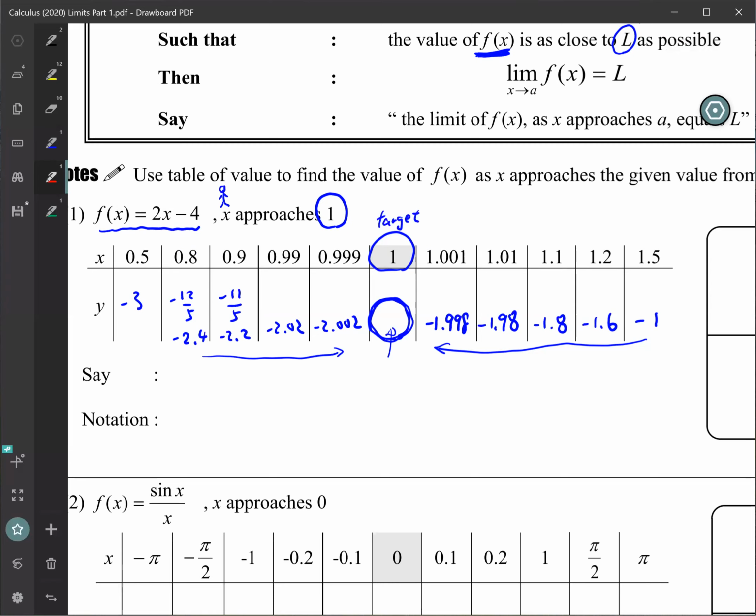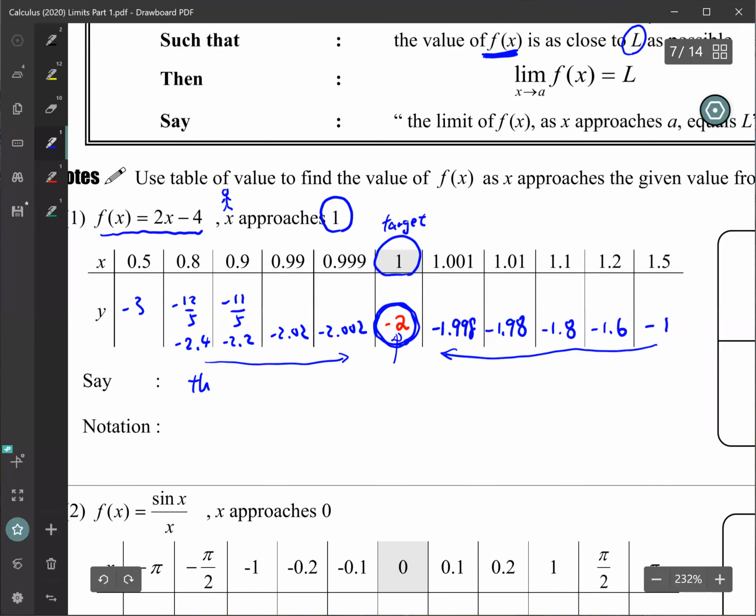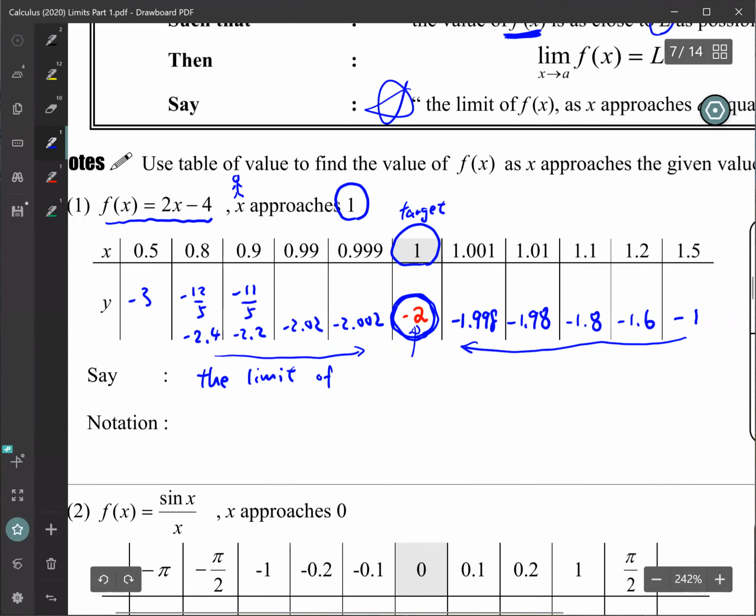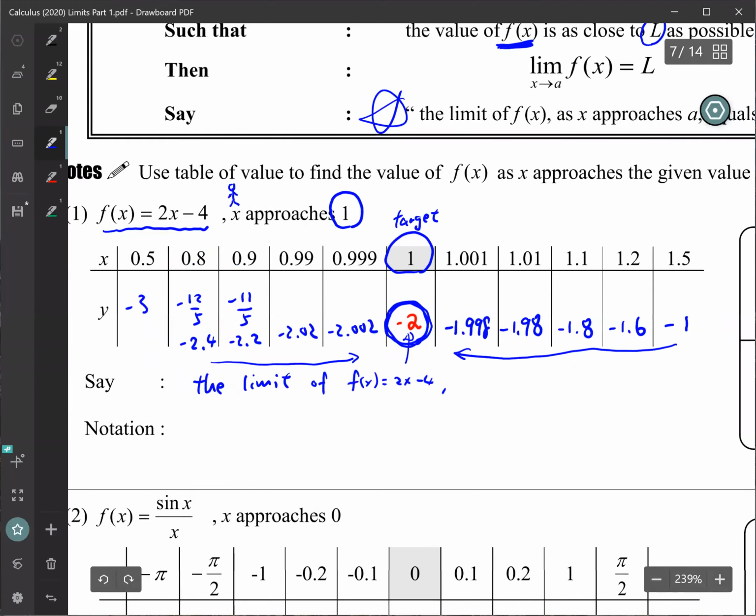Yes. Okay, you actually get -2, right? So for this one, the limit matches the value at the target. So let's make a conclusion about what we see here. We will say the limit, following just the sentence up here, of our function f of x equal to 2x minus 4, as x approaches 1. We're approaching 1 here.